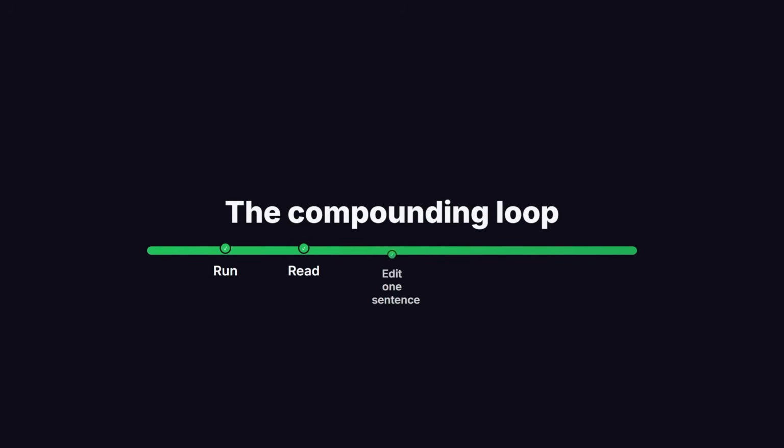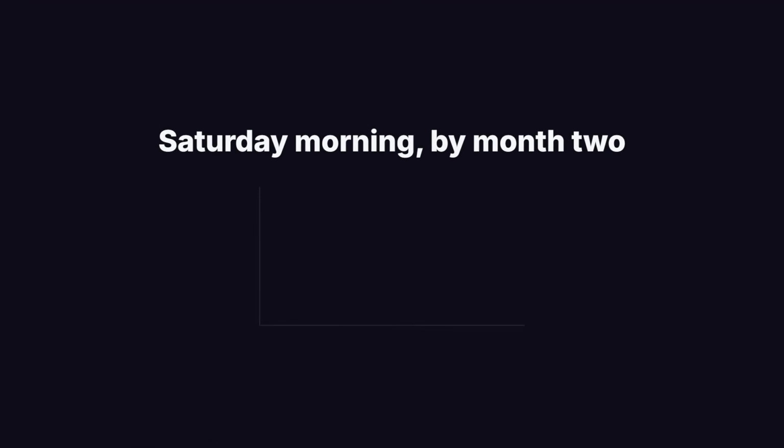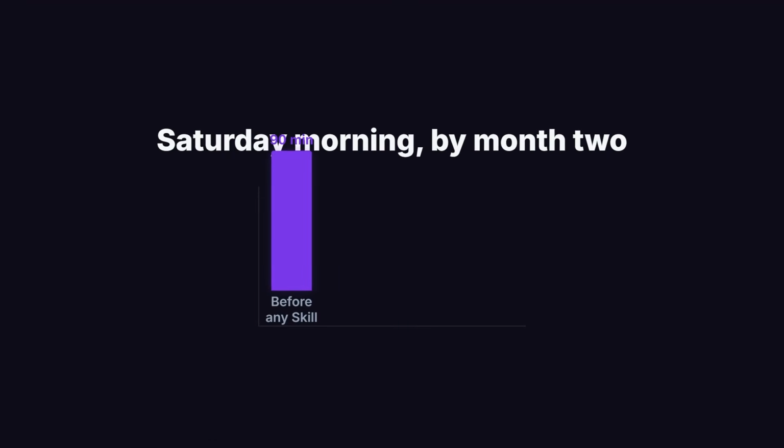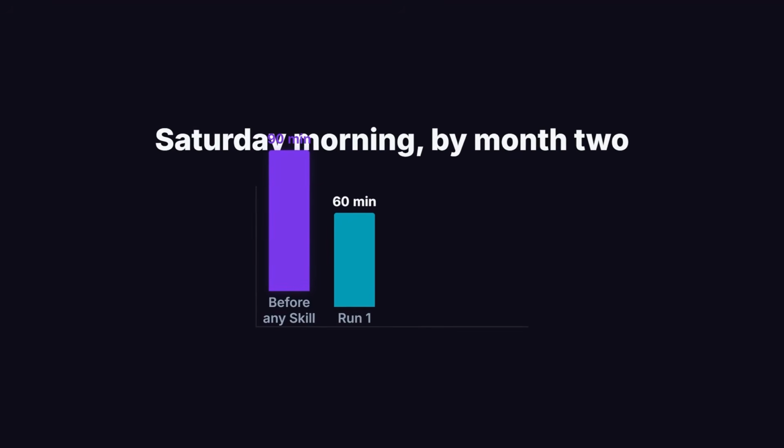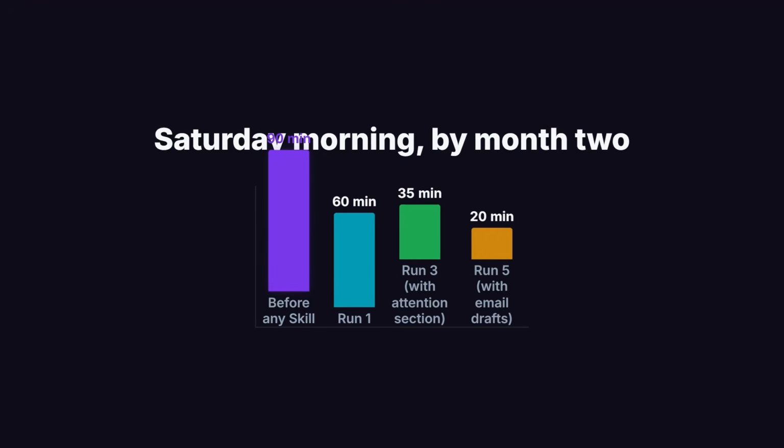That is the loop. Run it, read the output, notice what is missing, open the file, add a sentence, run it again. By the third run, my Saturday brief had a needs your attention section at the top with 2 specific items. By the 5th run, it was drafting follow-up emails for the unread inbox messages. The Saturday morning that used to take an hour and a half was 20 minutes by month 2.